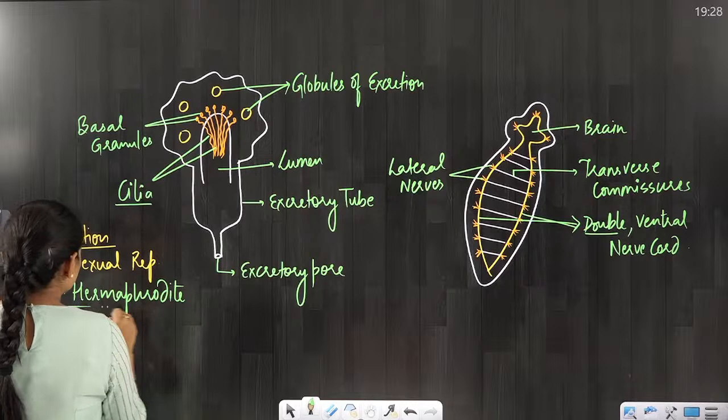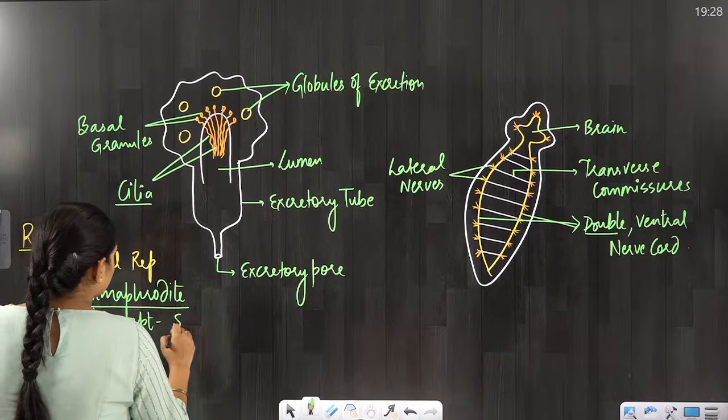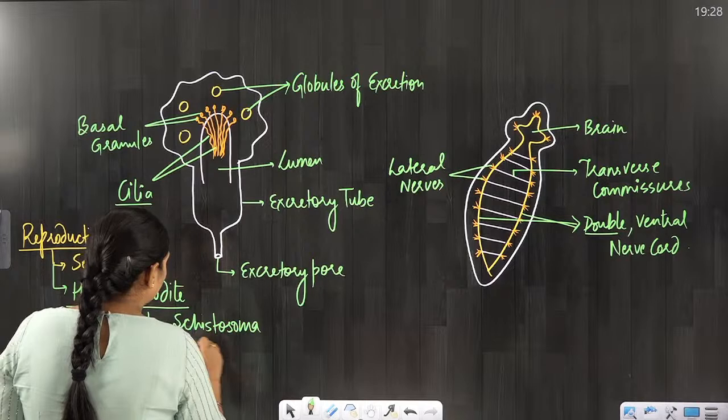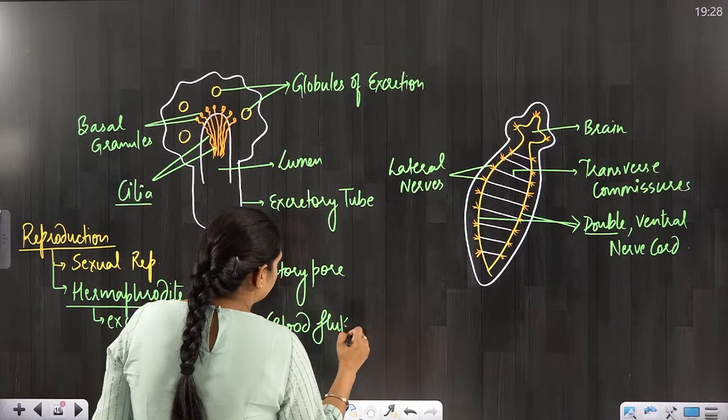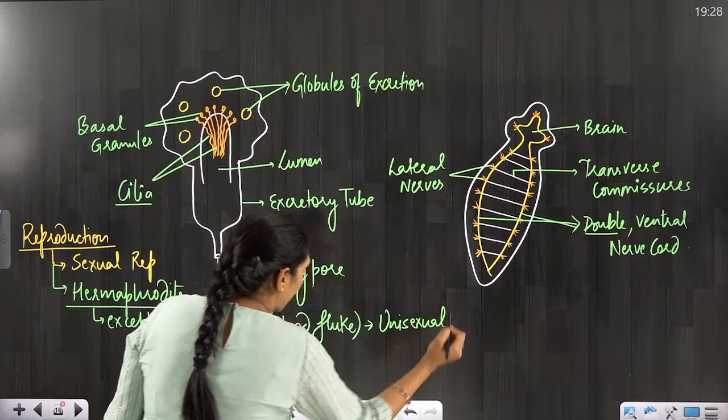There is an exception, that is Schistosoma. Schistosoma is the blood fluke, and it is unisexual. It is not hermaphrodite, it is unisexual. So this is one important thing you have to remember.